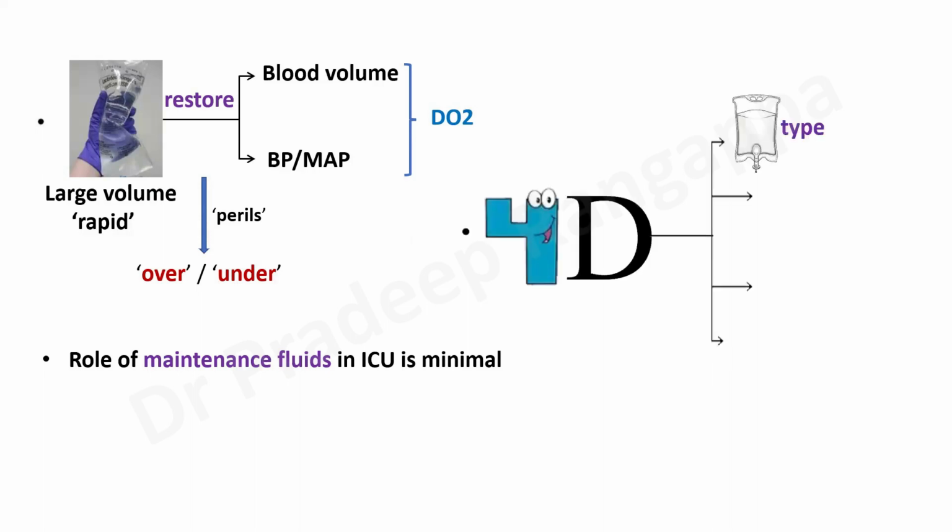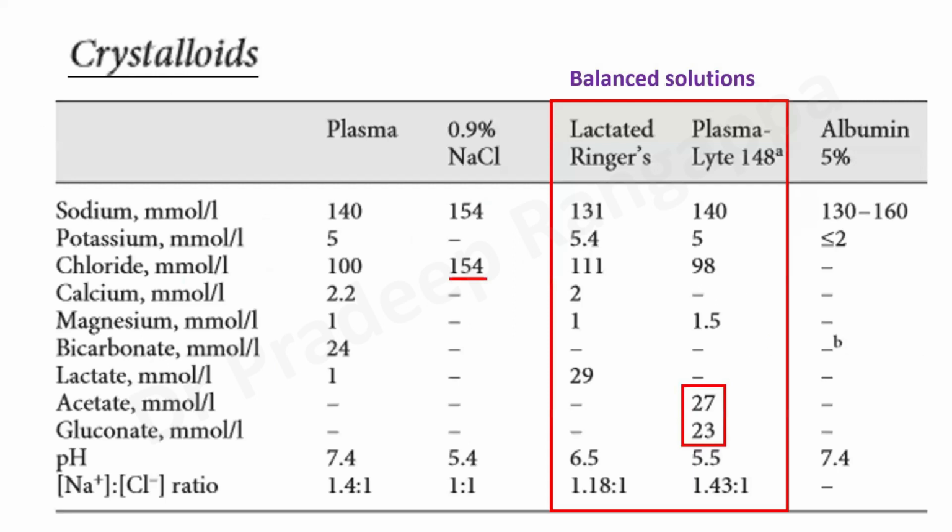There are four Ds with regards to fluid resuscitation. One is the type of fluid, and another is the duration for which you would give the fluid. The third one is the dose of fluid, and the fourth one is de-resuscitation. We have understood that over-resuscitation causes more harm than under-resuscitation. So once you have resuscitated, it is important to remove the excess fluid. That's what we call de-resuscitation.